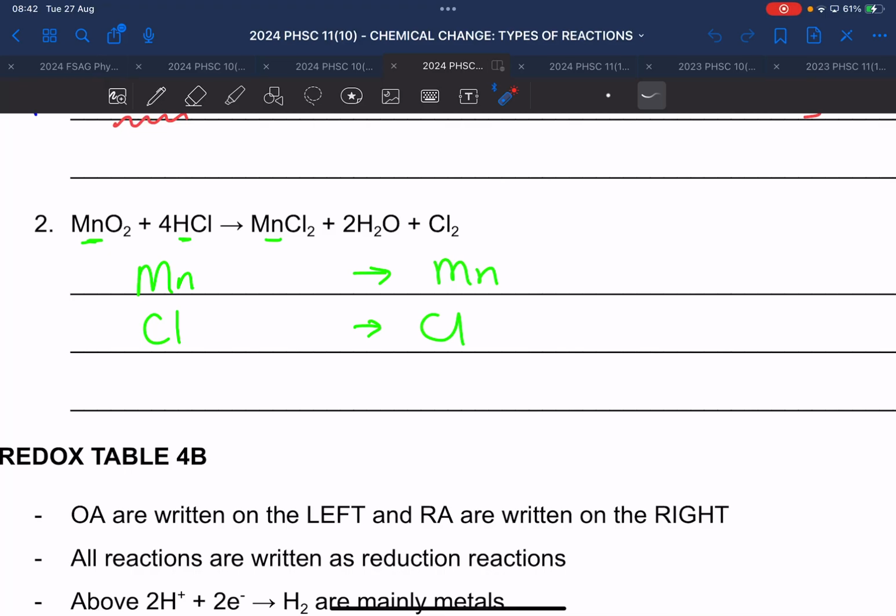Oxygens are there? So then it's -4. So how much is manganese? +4. What is it on the right-hand side, Zara?